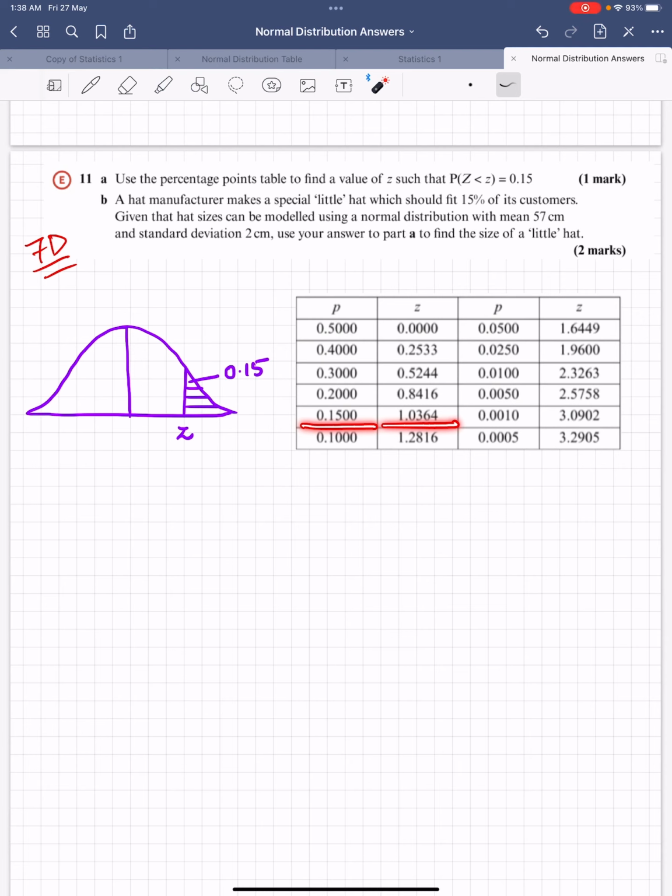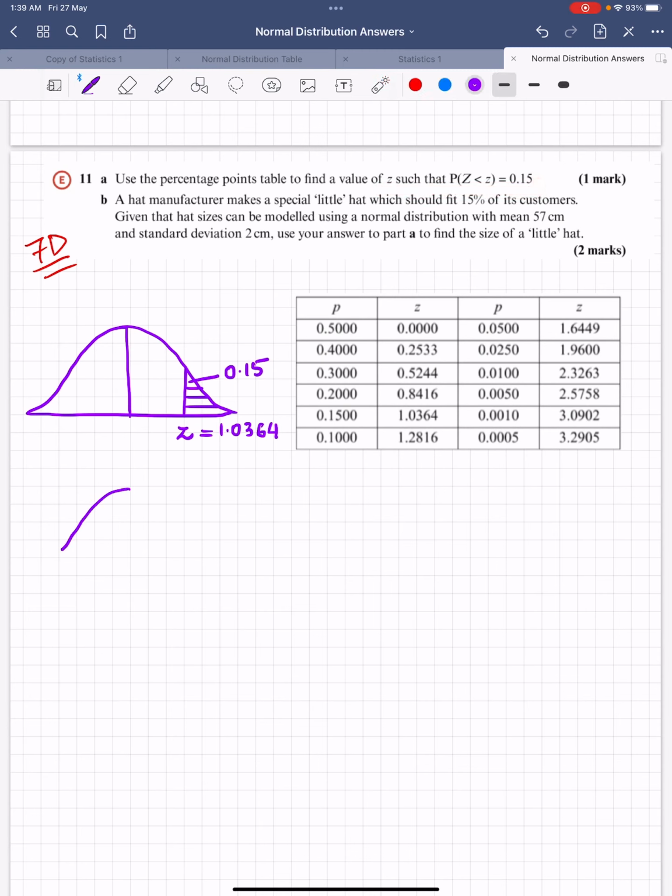With the help of the table, we can find the z value, which is 1.0364. So we write here 1.0364. Now we go back to the question. The question tells us to find the z value such that the probability less than the z value is 0.15. Since we can use symmetry in our bell curve diagram, we can very easily find the z value which has the probability towards its left side as 0.15.